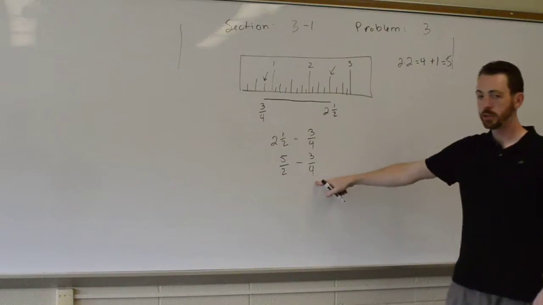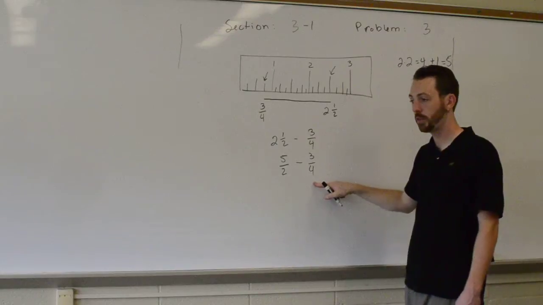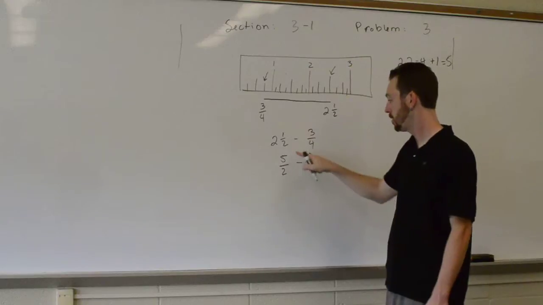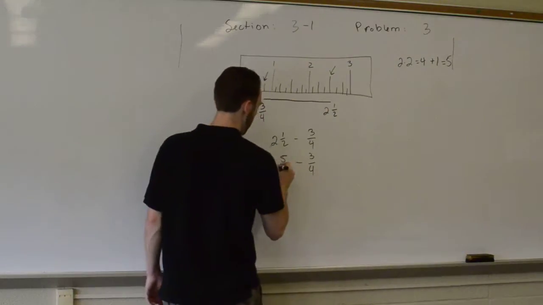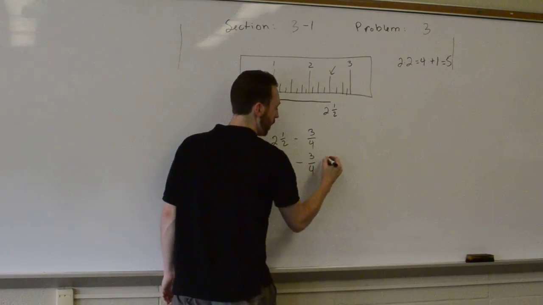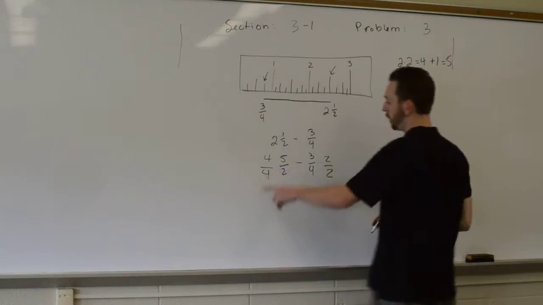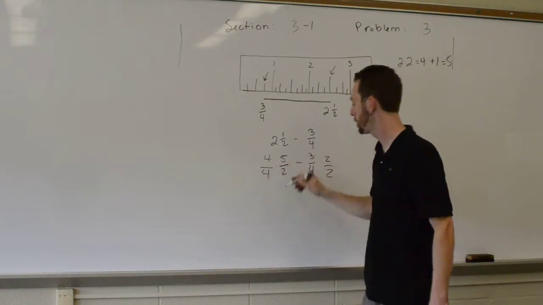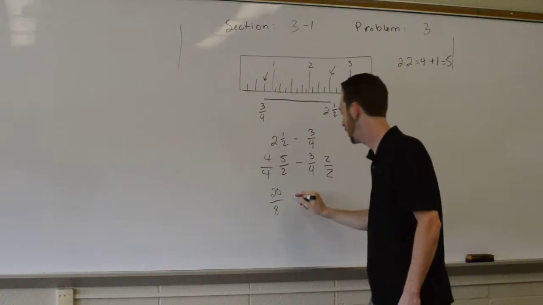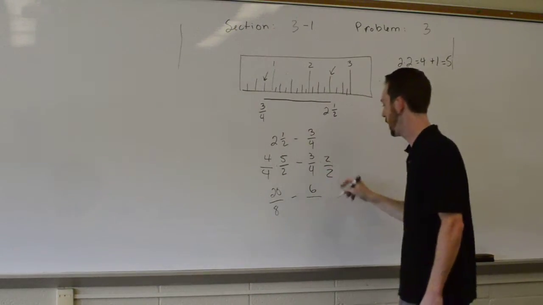Now we have two fractions that we need to subtract, but they do not have the same denominator. So we need to convert them to have common denominators. We do that by multiplying by the denominator of the opposite one. So 5/2, we end up multiplying that times 4/4. 3/4, we multiply that times the denominator of the opposite one, 2/2. So when we multiply these first two together, we have 4 times 5, which is 20, over 4 times 2, which is 8. And we subtract from that 3 times 2, which is 6, over 4 times 2, which is 8.